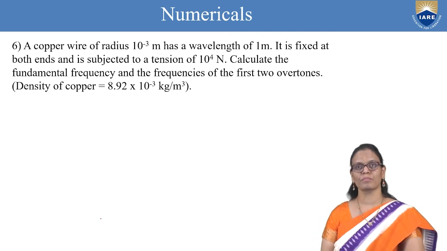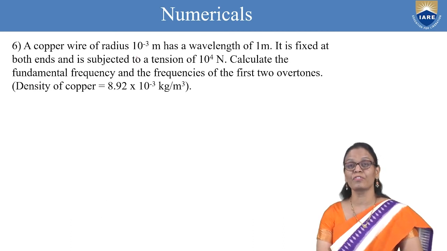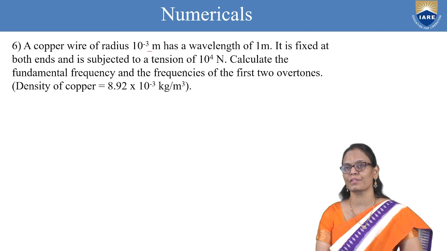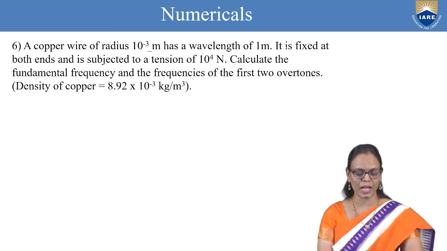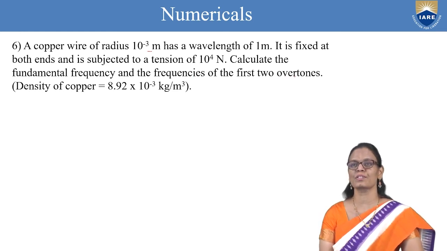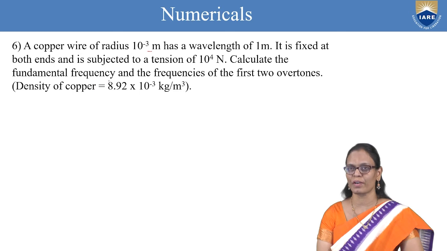Now the next one. A copper wire of radius 10 power minus 3 meter has a wavelength of 1 meter. It is fixed at both the ends and is subjected to a tension of 10 power 4 Newton. Calculate the fundamental frequency and the frequency of the first two overtones. So you need to understand what is the data given and what we have to find.